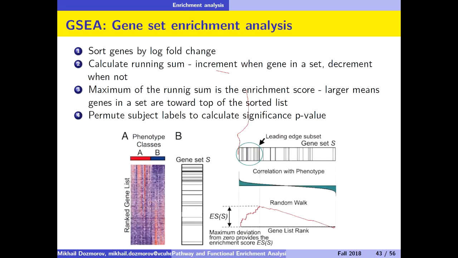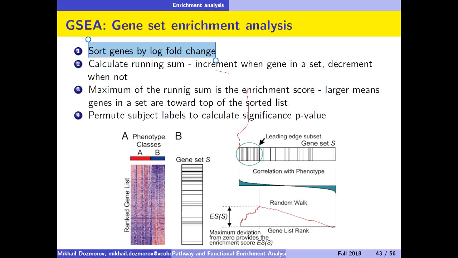How does GSEA work? It's a very elegant and very simple idea. You sort genes by log fold change. So you organize them from very highly differentially expressed to very low differentially expressed, and actually on the other end of the spectrum too. If you organize them by fold change, on the top you will get genes that are upregulated, and at the bottom you will get genes that are highly downregulated. So it's a ranked list of genes by fold change. And now what you do, you think about it.